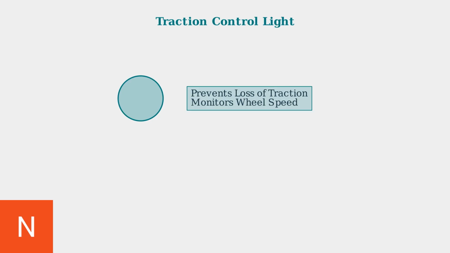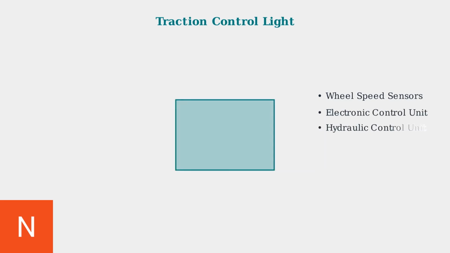Now let's examine the traction control light. This system prevents loss of traction by monitoring wheel speed and automatically applying brakes or reducing engine power when needed. The traction control system consists of three main components: wheel speed sensors that monitor each wheel's rotation, an electronic control unit that processes the data, and a hydraulic control unit that applies corrective action.